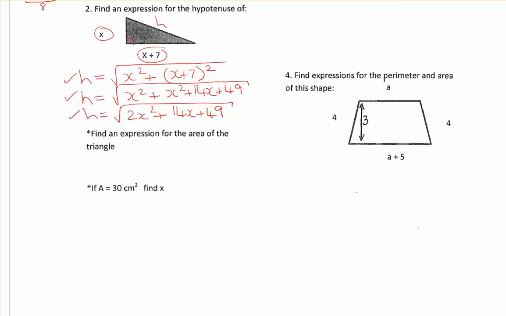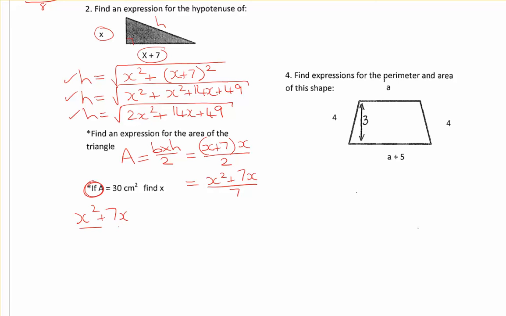Now we want an expression for the area of the triangle. It's easier for triangles if you write the area as base times height divided by 2. And so for this example, we've got the base times the height. We want to divide that by 2, so we could leave it like that. We could expand the numerator. There's the formula for area. And now we're told that if the area is 30, so if that equals, oops, it's supposed to be a 2. If that equals 30, find x.